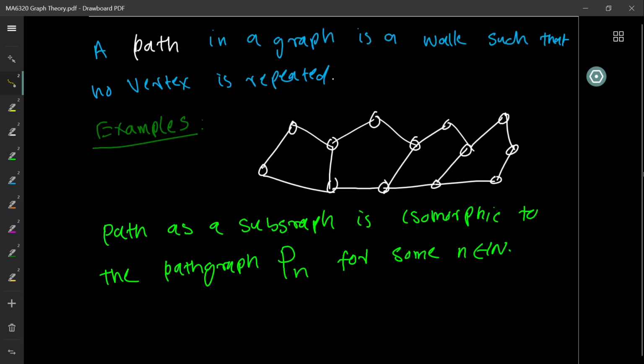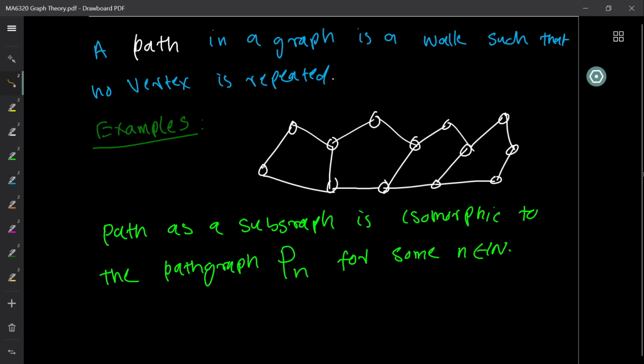Now we have defined walks and trails. Now we can define a path. So we define a path graph, right? Here, the path is basically defined as a subgraph, and of course, what we want is that the subgraph is going to be isomorphic to one of the path graphs.